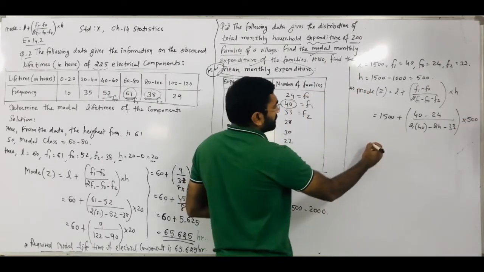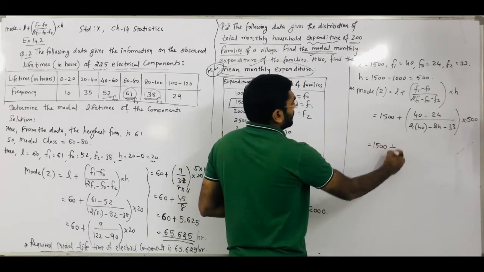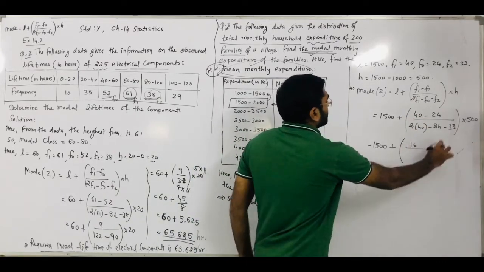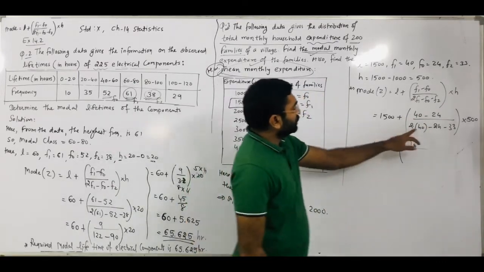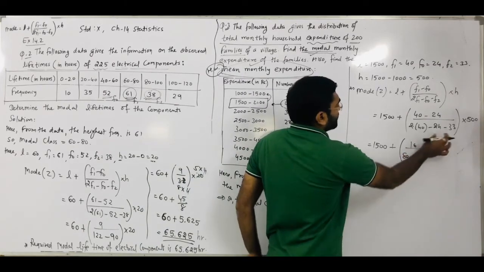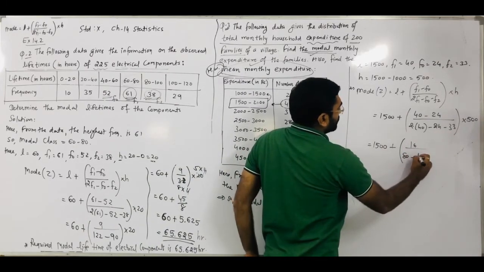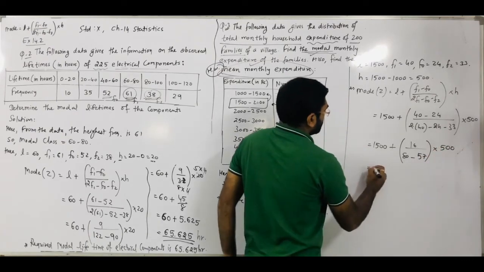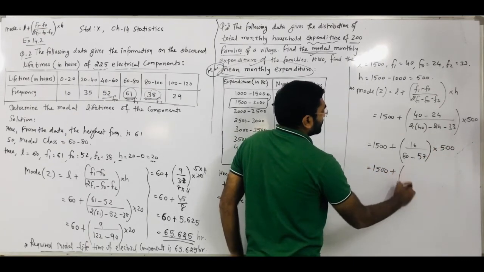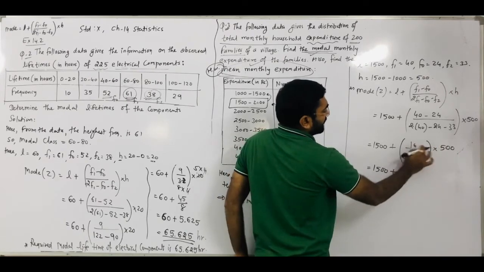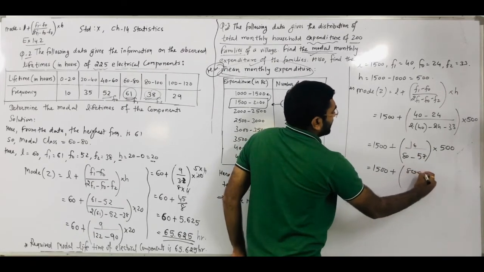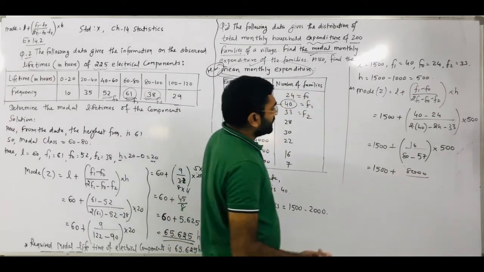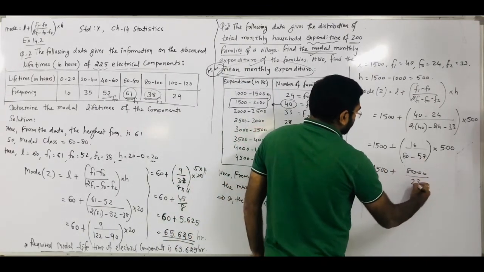Okay. Now do the simplification. So 1500 plus 40 minus 24, so we get 16. Right? Here 2 40s are 80, minus the two numbers' addition, 57, into 500. Okay. So 1500 plus 16 5s are 80 and two zeros, so we get 8000. In the denominator, here we get 23.